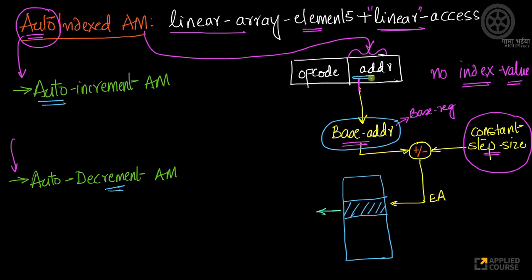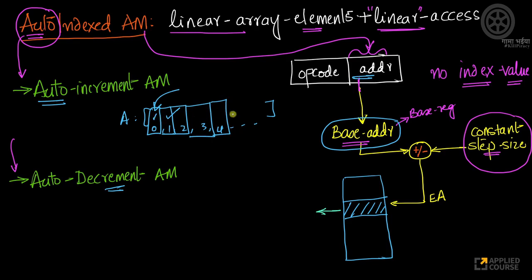There is no index field here. So suppose I have a linear array: 0th element, first element, second element, third element, and so forth. My base address, which is the address of the 0th element, is stored in the base register. First I'll access this, done. Then by adding 1, I can access the first element. I'll add 1 again and get the second element. I'll add 1 again, I can get the third element. I'll add 1 again, I get the fourth element, and so on.